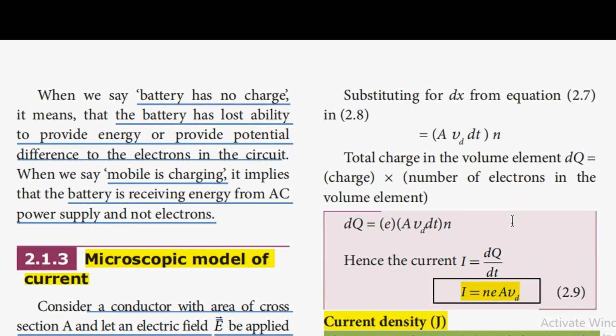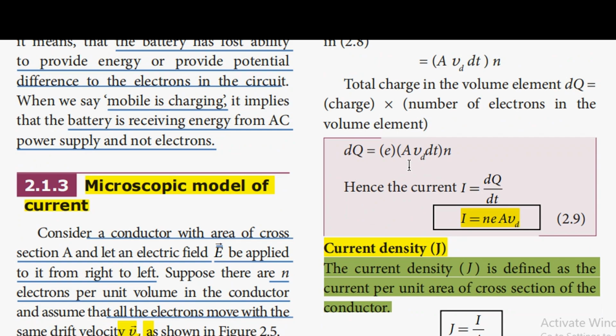The total charge in the volume element dq is given by charge times the number of electrons in the volume element. So dq equals e times A Vd dt times n, and hence the current is given by I equals dq by dt. We have I equals n e A Vd.